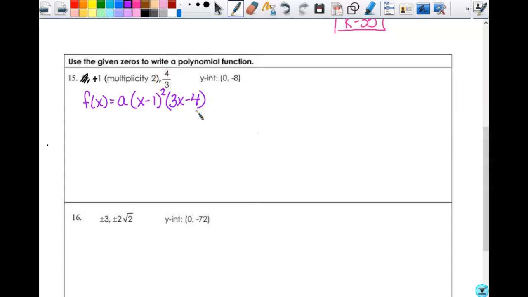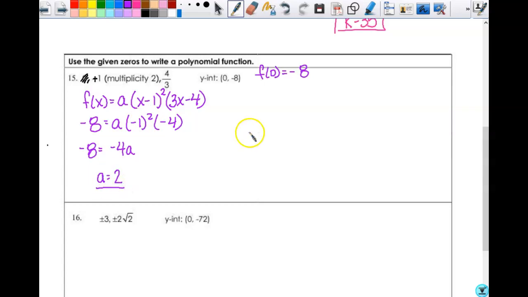Now that I have that, there's nothing to clean up on the insides of these. I'm going to use my y-intercept to help me find a. Remember, this is f of 0 equals negative 8. So negative 8 equals a, when x is 0, times negative 1 squared times negative 4. So negative 8 equals negative 1 squared is 1 times negative 4 is negative 4a. So a is equal to 2. There's my a, so my function f of x is equal to 2 times x minus 1 squared times 3x minus 4. And there it is.